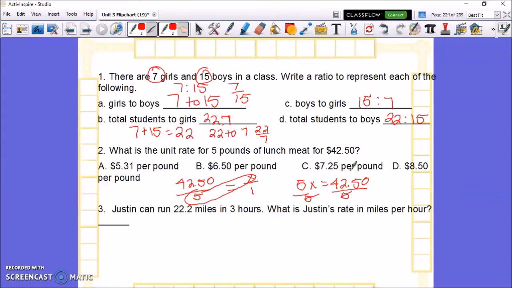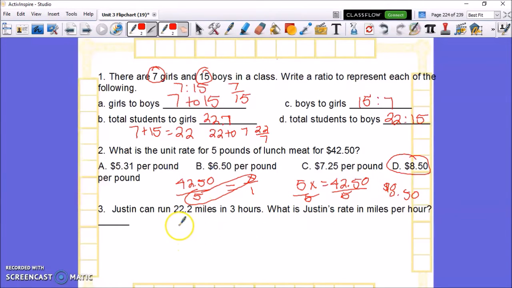And I'm going to use a calculator for that. So 42.50 divided by 5 is going to be $8.50. And that would be D. Now some of you might skip right into the proportion and know that you automatically have to divide 42.50 by 5, and that's fine. All right, number 3, Justin can run 22.2 miles in 3 hours.